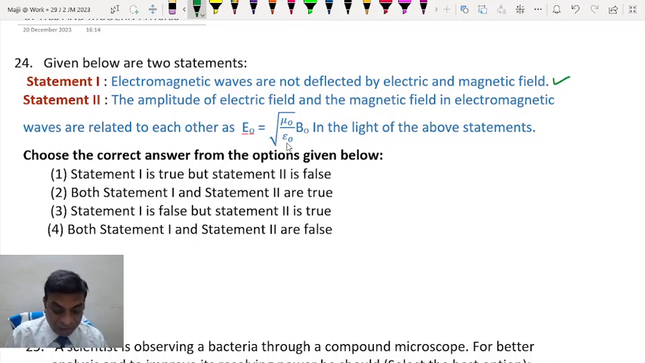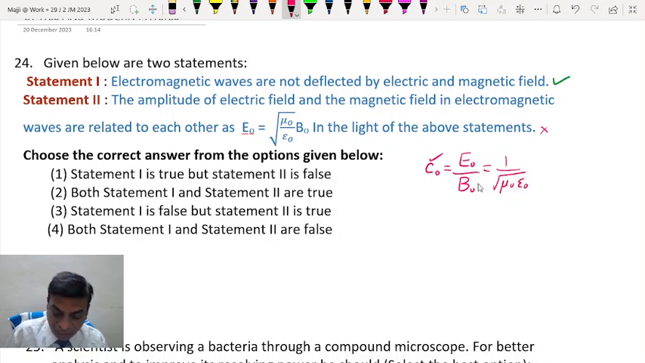In the light of the above statements, this is wrong, students. Statement 2 is wrong because we know that the speed of light is the ratio of the magnitudes of electric and magnetic fields. They can be the amplitudes, the instantaneous values, the RMS values, anything. And as per Maxwell's theory of electromagnetism, c naught is 1 by under root mu 0 epsilon 0.